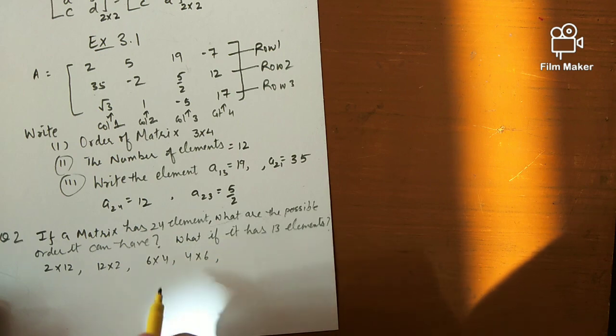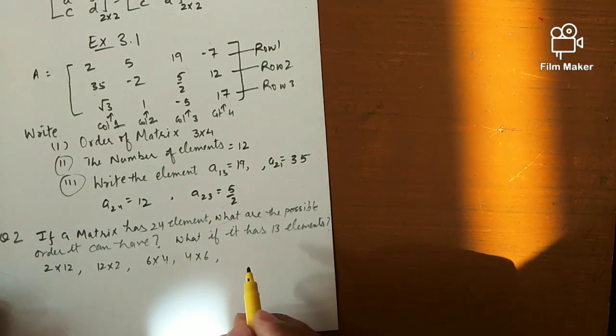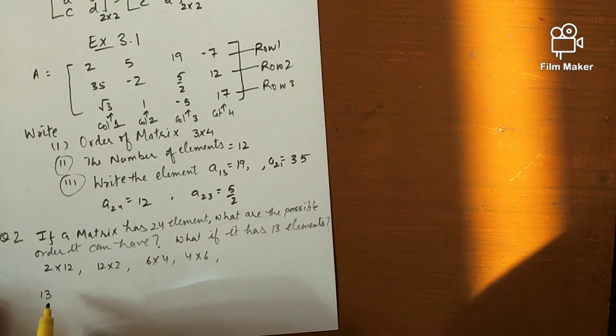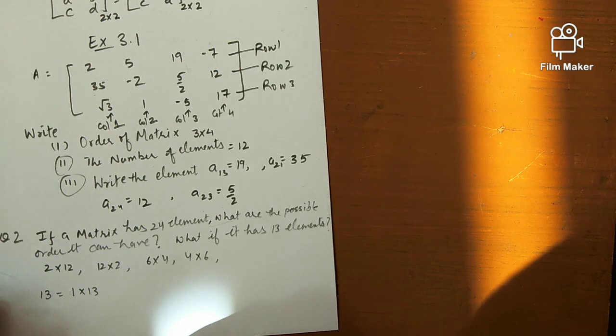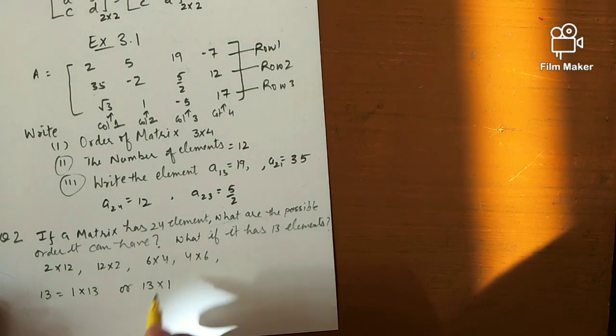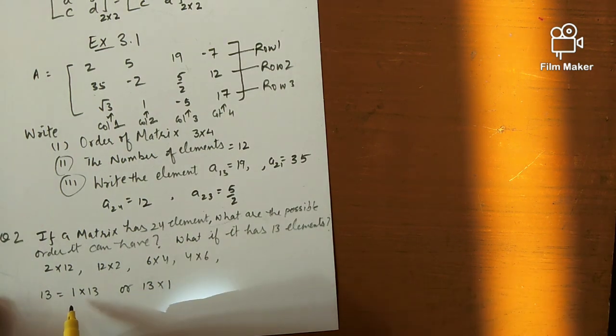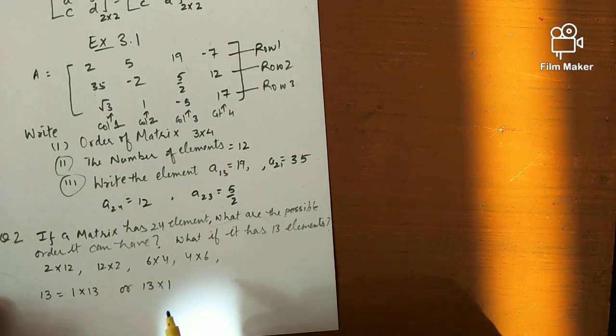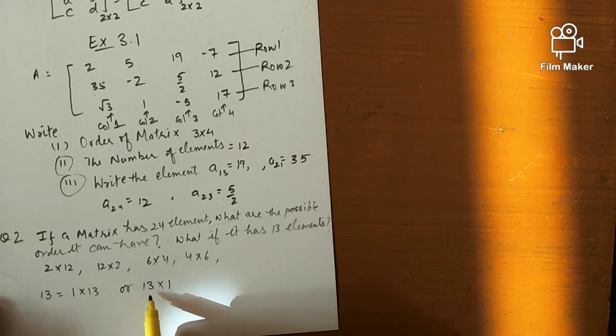Now the second part: what if it has 13 elements? You can see that 13 is a prime number. If we want to find the factors of 13, there are only two factors, 1 and the number itself. So 13 can be written as 1 into 13 or 13 into 1. So the possible orders of the matrix are 1 row 13 columns or 13 rows 1 column.